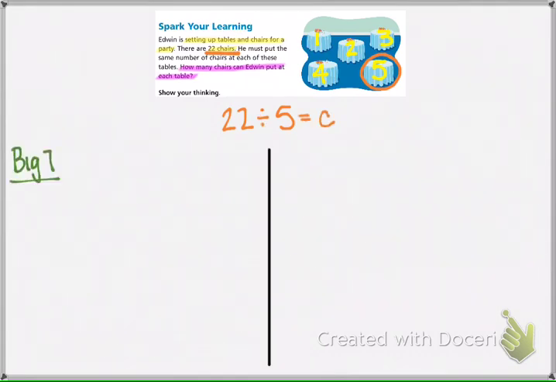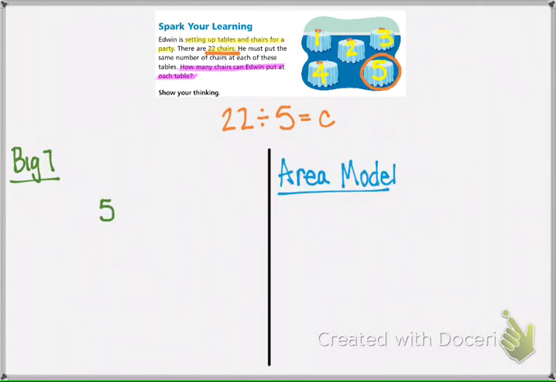Now think about what question they could be asking. What are they trying to get you to solve? So uncover it. And it says, how many chairs can Edwin put at each table? So our division problem is that 22 chairs into those 5 tables. So into 5 groups, 22 divided by 5. I'm going to do it 2 different ways, big 7 and area model this time.